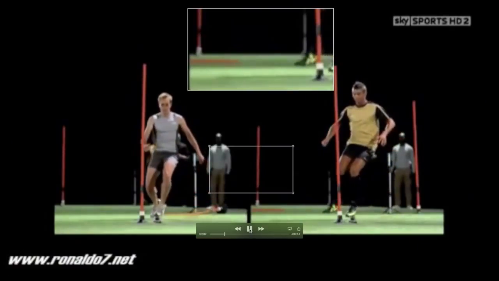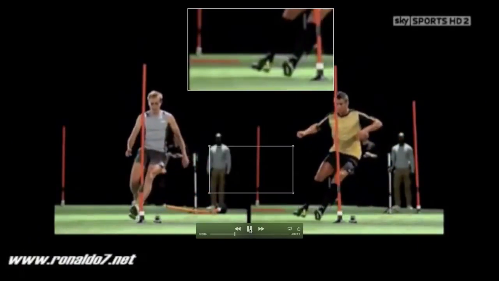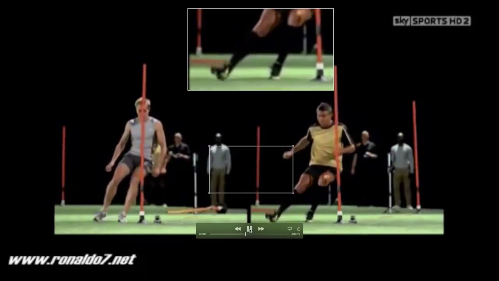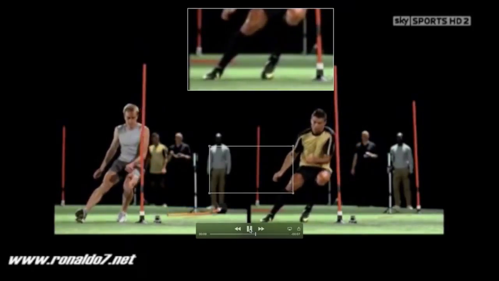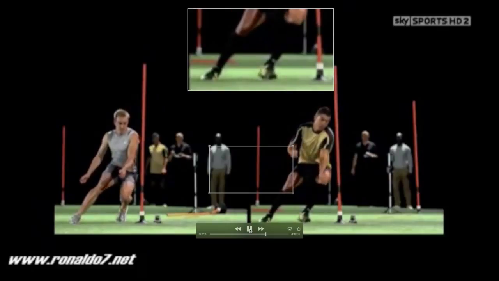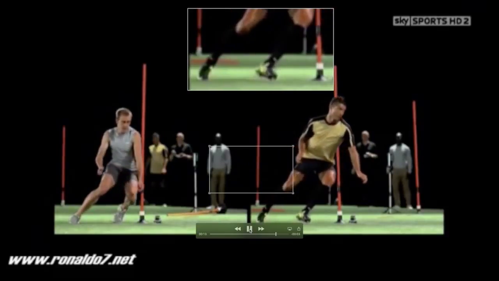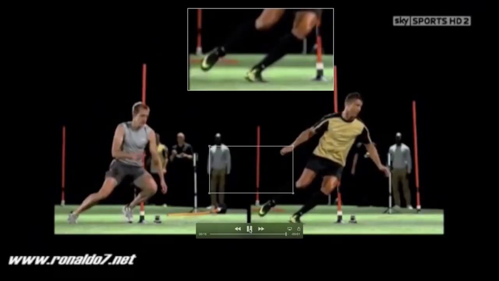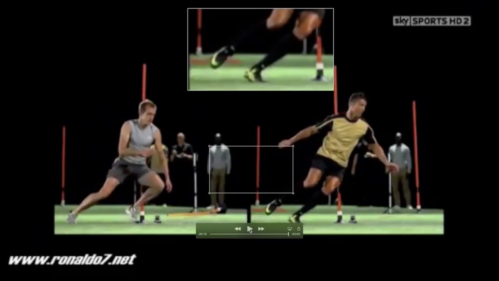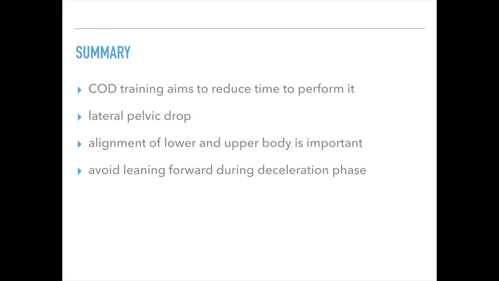Footwork is another important aspect that influences the time to perform a COD. In this video it's possible to note the different technique used by the soccer player to decelerate and to turn his body toward a new direction. A possible summary: COD training aims to reduce the time to perform it. Some mistakes that need to be avoided are lateral pelvic drop and leaning forward during the deceleration phase.